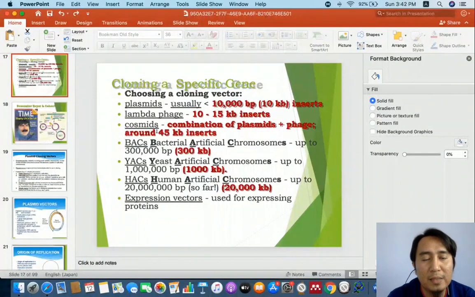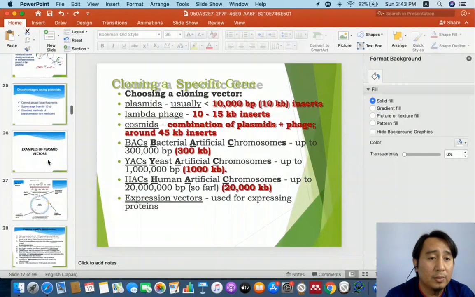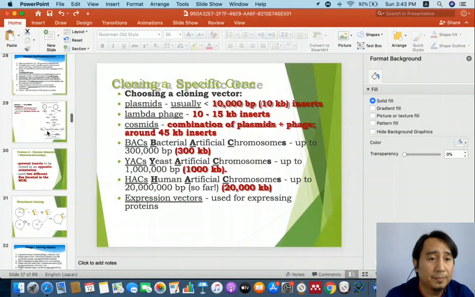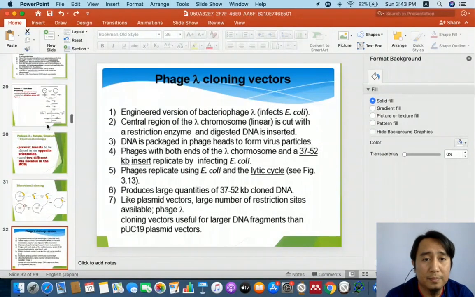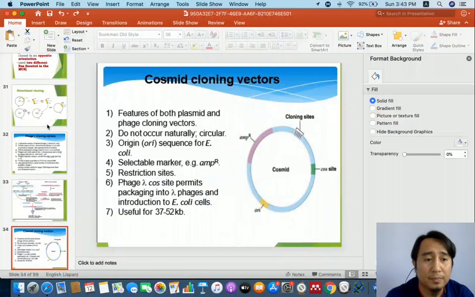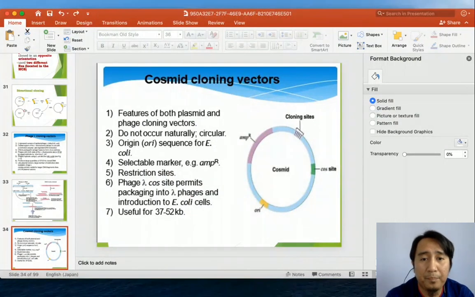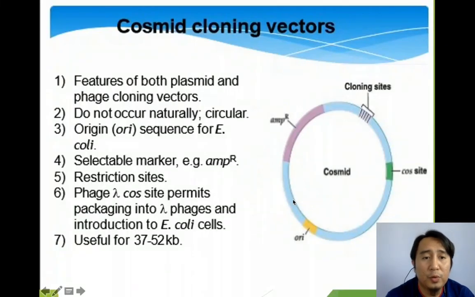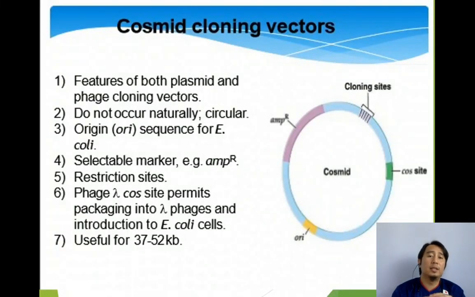Sorry. Yeah, cosmid is basically a combination of plasmid and phage, right? So plasmid tadi lah, plasmid from here dengan phage, around 45 kilo base pair can be inserted. Okay, so cosmid cloning. So it does not occur naturally lah, which means in circular form.